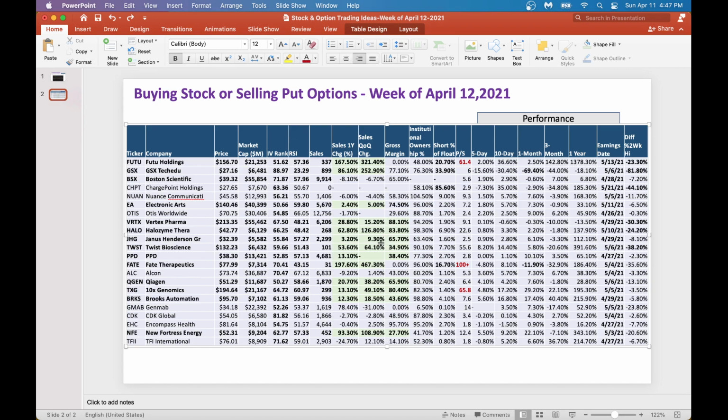And also, if you're a stock buyer, if you want to buy stock, you don't want to get into options, you could also look at the same criteria. Ignore the IV, but you could look at sales growth. You could see how much the stock is off of its 52-week high, and look at the gross margin. So with those, you can initiate either buying the stock outright, or selling put options.